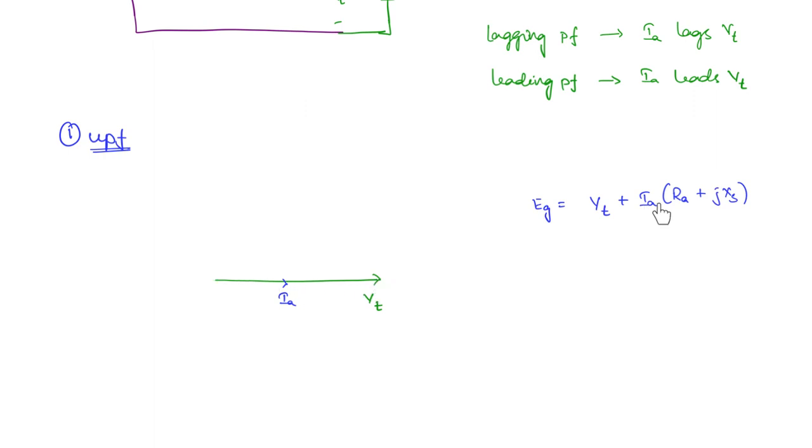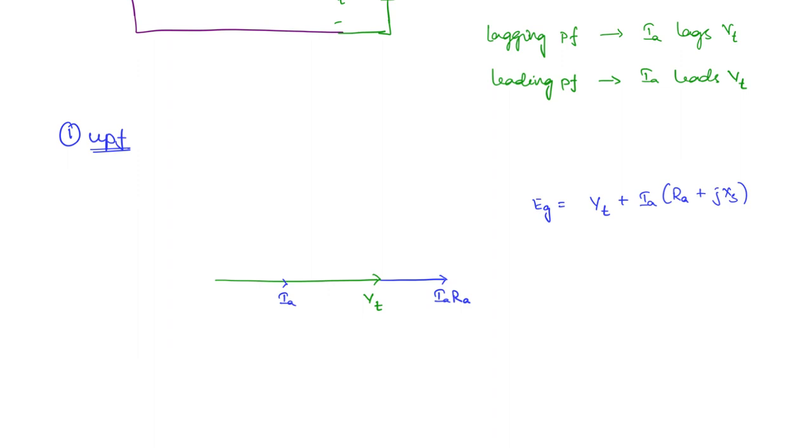Now what is the phasor IARA, the drop across resistance? This will also be in phase with the terminal voltage, right. So this is going to be IARA. Now what about this J times IAXS, right? So IA, whatever phase is there, into angle 90 degrees is there. So that means the drop across the reactance XS is going to be 90 degrees leading, right?